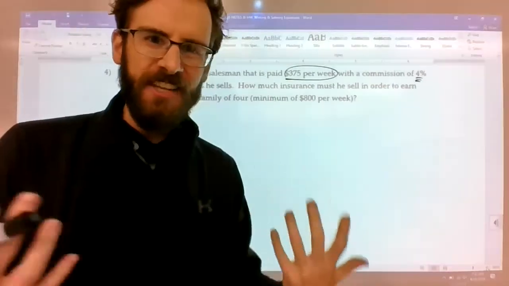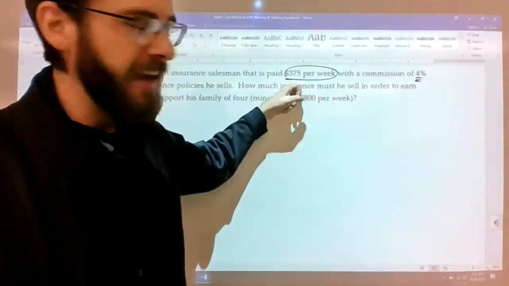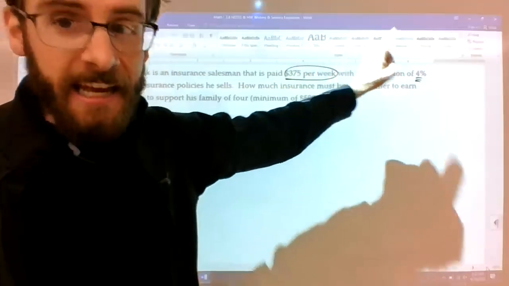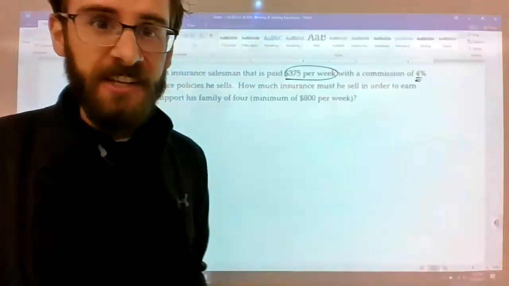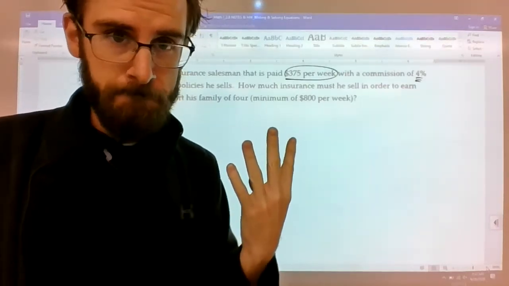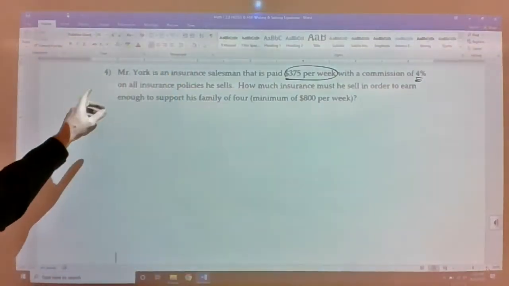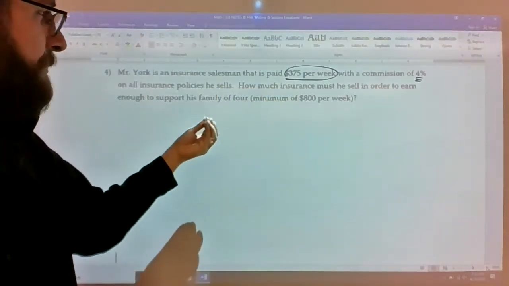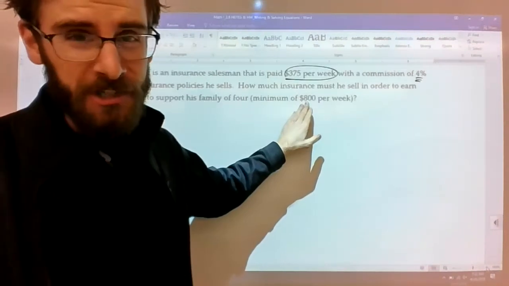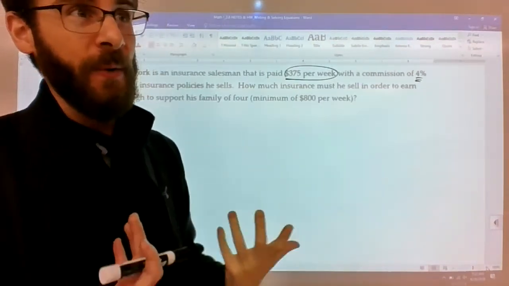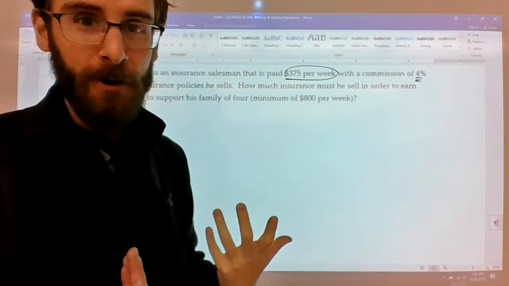So it's kind of like this. If he's a terrible salesman, they're gonna pay him $375 if he just shows up for work every day. He gets 4% of all sales. So if he sells $100 worth of insurance, he gets $4 of that sale. Make sense? How much insurance must he sell in order to earn enough to support his family of four? Which we're saying is a minimum of $800 per week. So, yeah, it's a bare bones budget right now.